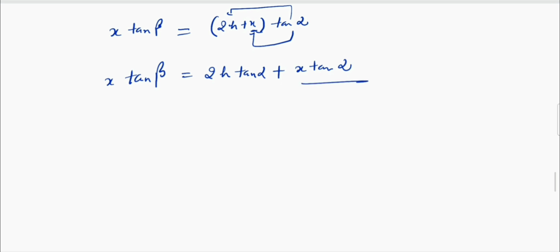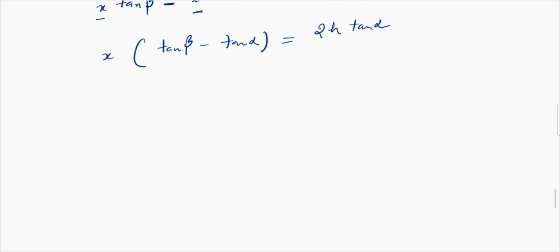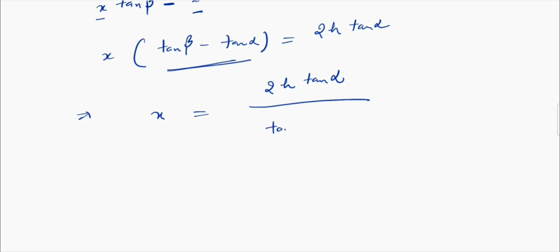I'll take this to my left hand side, so the sign will get changed. We get x times tangent beta minus x times tangent alpha is equal to 2 times h times tangent alpha. From here we can take x common, so x times (tangent beta minus tangent alpha) is equal to 2 times h times tangent alpha. So from here we'll get x is equal to 2 times h times tangent alpha divided by (tangent beta minus tangent alpha).